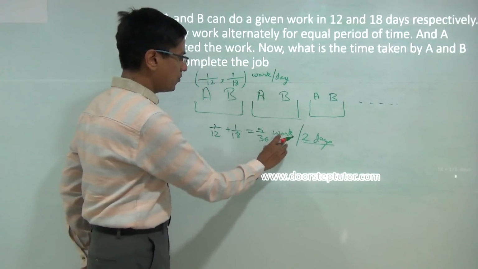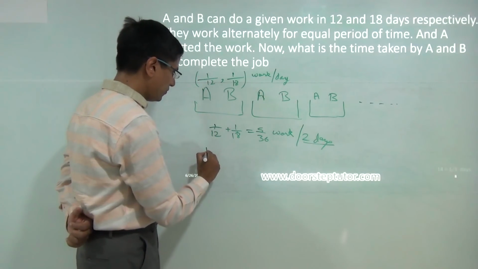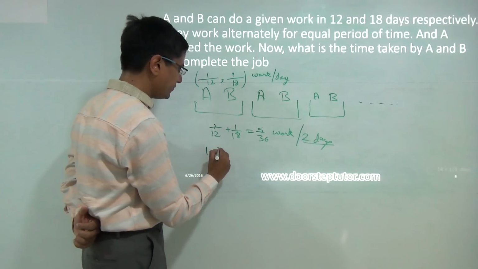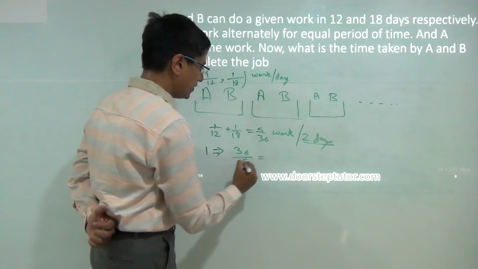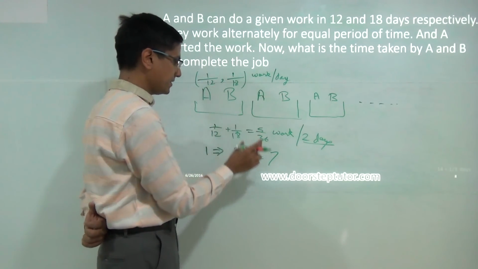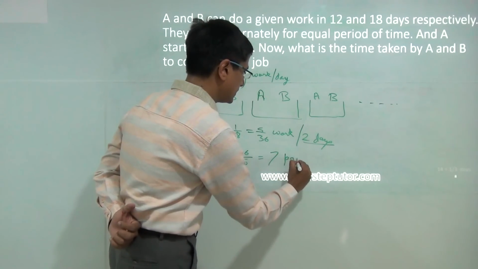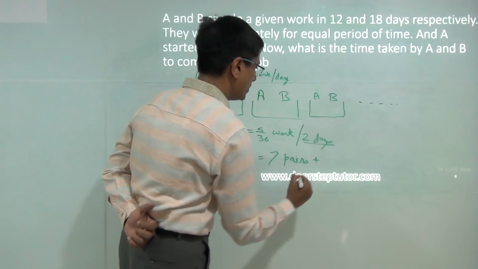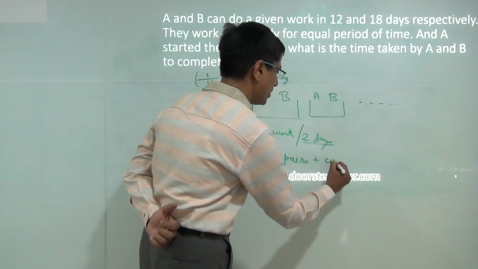I need to find out how much time one full work would be completed in. So for full work, how many days would be required? 36 by 5, which means 7 full pairs of days would be required, plus a certain amount of more time. Okay.